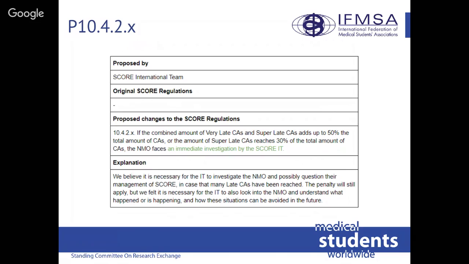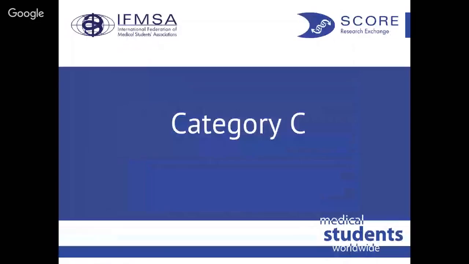We believe it necessary for the IT to investigate the NMOs that break this rule and possibly question their management of SCORI in case there are that many late CAs, very late CAs and super late CAs. The penalty will still apply, but we feel it necessary for the IT to look into the NMO and understand what's happening or what has happened and how these situations can be avoided in the future. This wraps up category D.